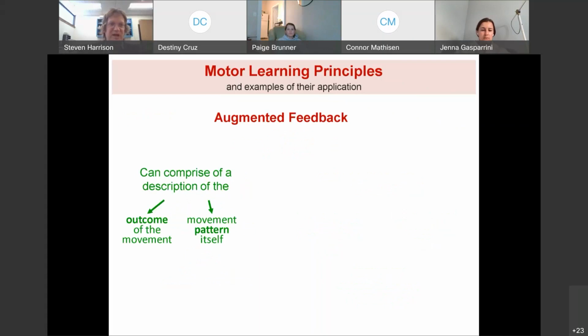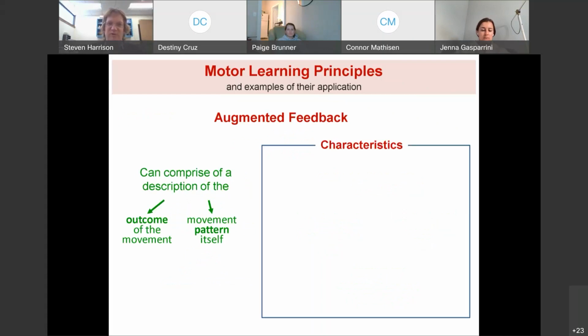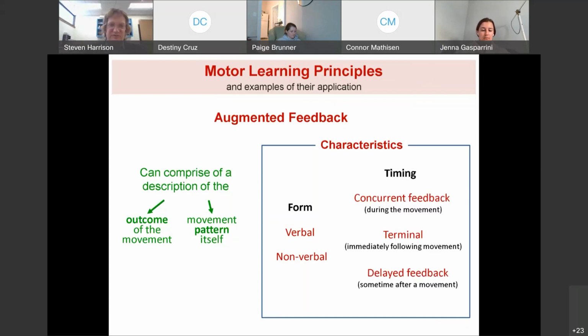Augmented feedback can comprise a description of the outcome of the movement, or a description of the movement pattern itself. We'll be looking at some research that has examples of both of these. In terms of building a description of the characteristics of augmented feedback, we can talk about the general form of the feedback, which could be verbal or non-verbal, and we could also talk about the timing of the feedback.